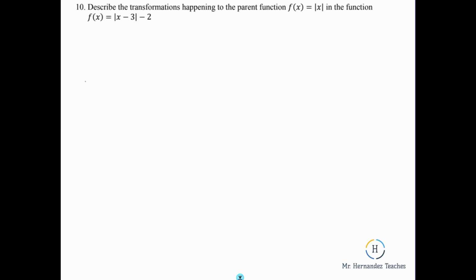All right, describe the transformations happening to the parent function in f of x. So let's look at what's happening here. I noticed two things. This -3 inside the absolute value and then the -2 after. So the -3 inside the absolute value, that means we're going to be 3 to the right. This is good enough. You don't have to say horizontal shift 3. And then 2 down.